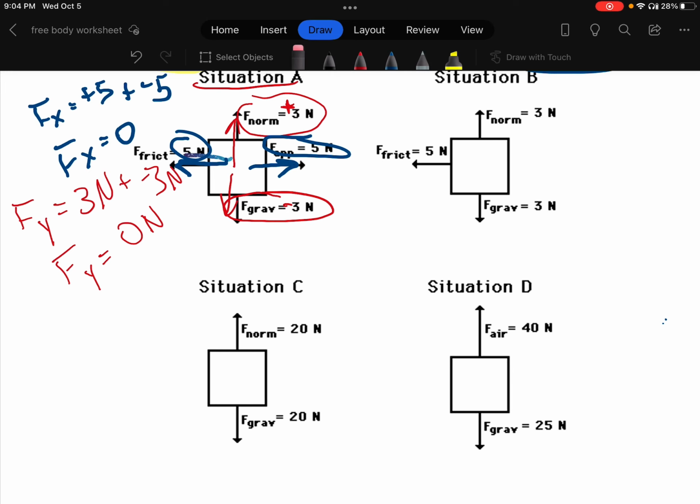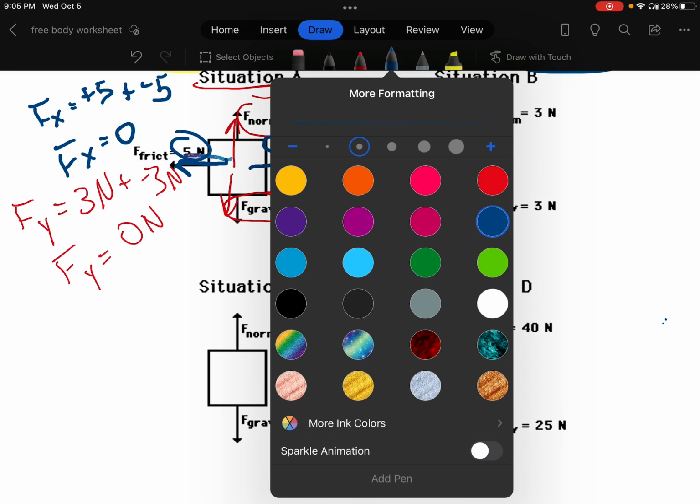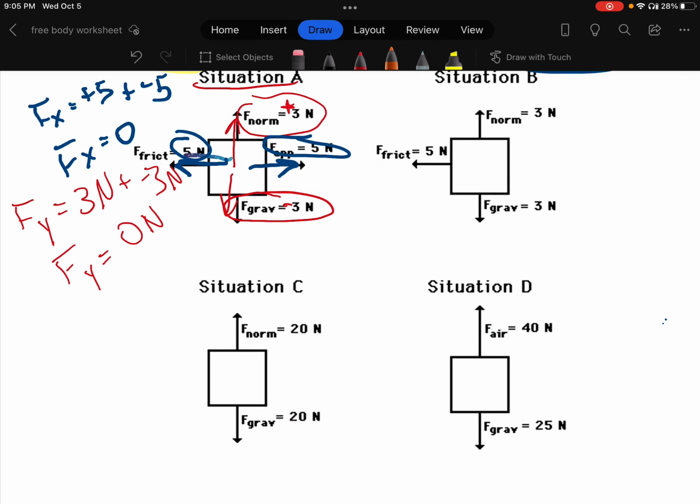Okay, I'll do one more of these. Let's look here. The air resistance gives us a positive 40. Gravitational force gives us a negative 25. The net force, the overall, well, we should call it the net force. F net y, the y dimension, is 40 plus negative 25, or 40 minus 25, which gives us 15.